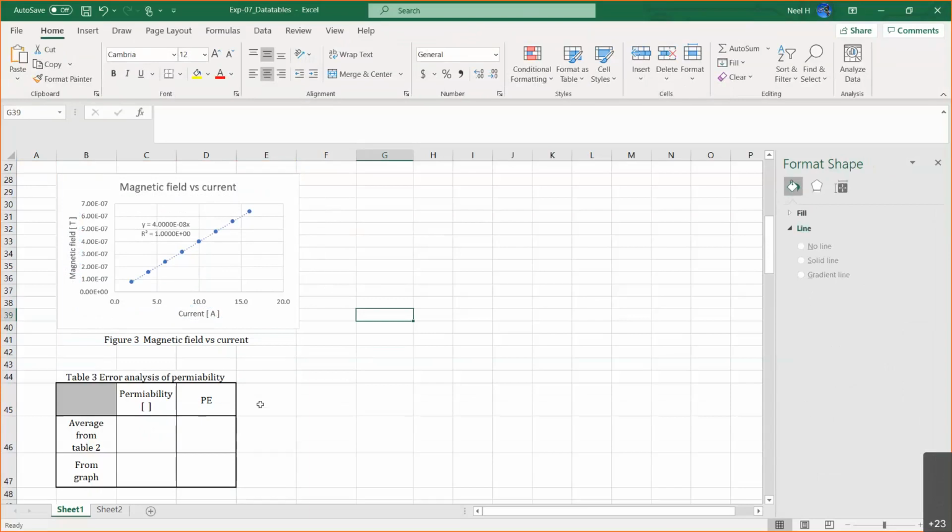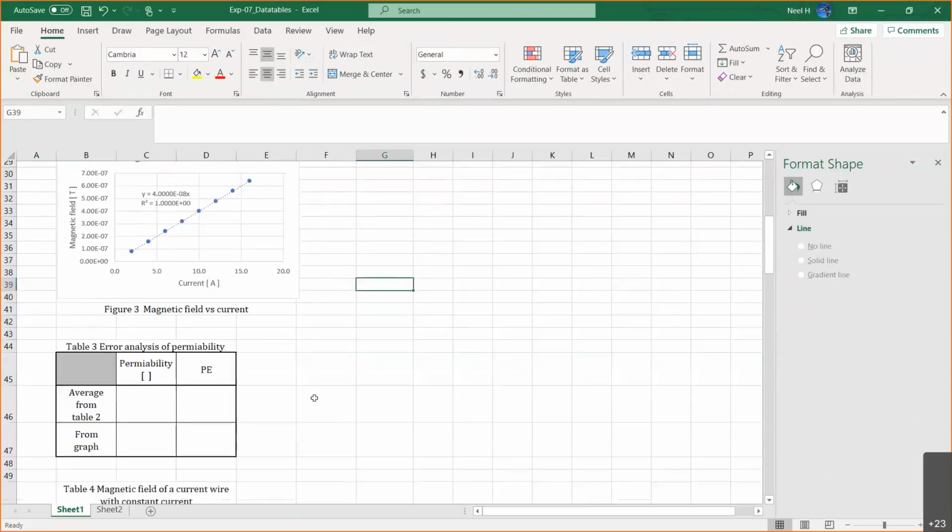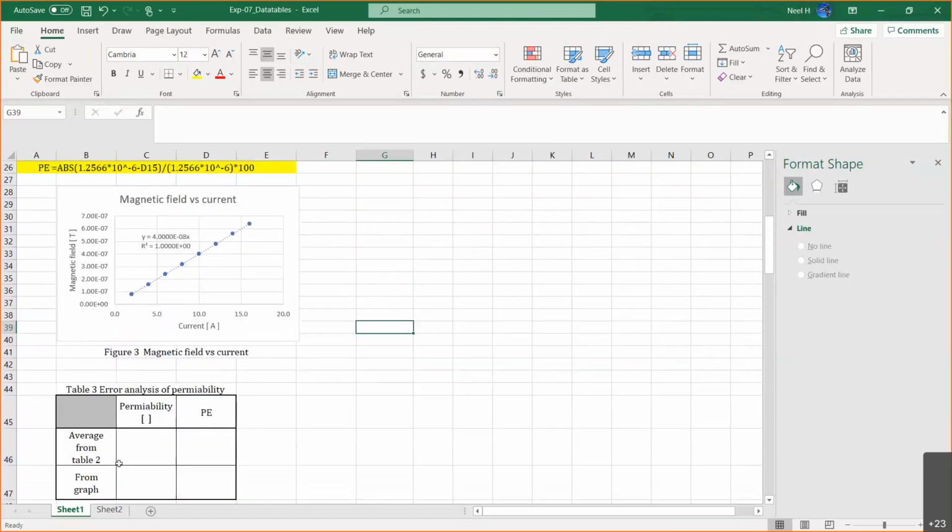Okay, and then what we would like to do is, by using the slope, recalculate the permeability constant, right? So that's what we're going to do on table number 3, okay? Error analysis for the permeability.